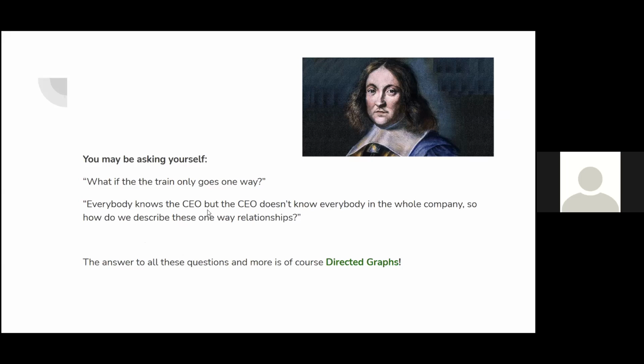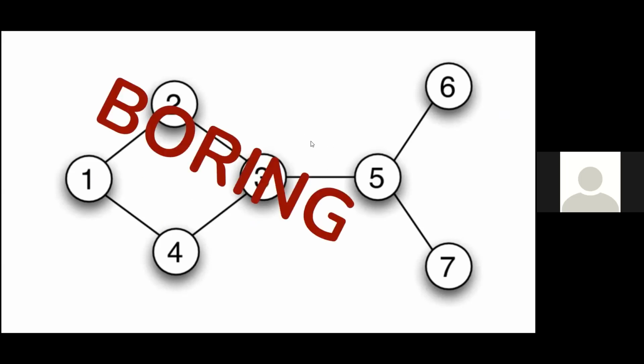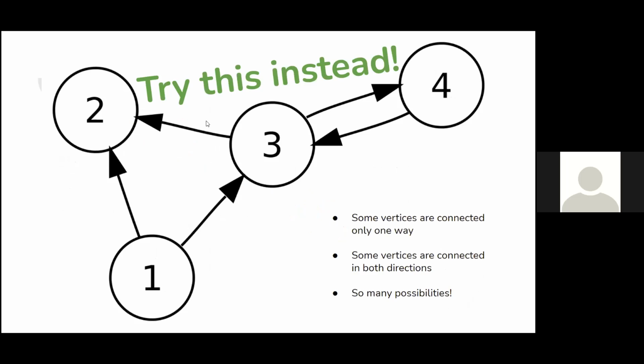So how do we represent this? We use directed graphs. So this is like a regular graph, which is boring compared to directed graphs. What we can do is we can use arrows to signify the direction of the connection. So in this example, person 1 knows person 3, but person 3 doesn't know person 1.